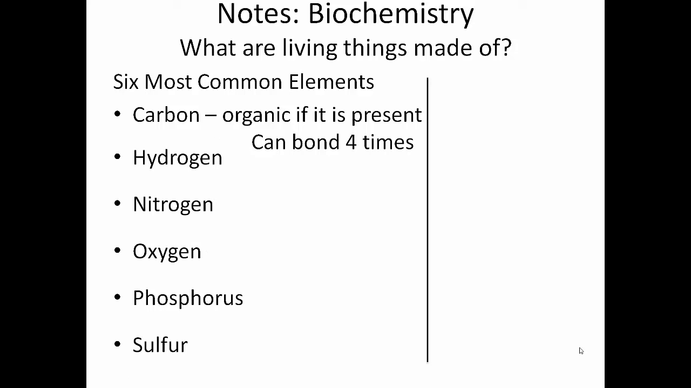The other things: hydrogen, nitrogen, oxygen, phosphorus, and sulfur. The trick to remember all these guys is to take the first letter of this order and you get a word that's called CHNOPS, for carbon, hydrogen, nitrogen, oxygen, phosphorus, and sulfur.